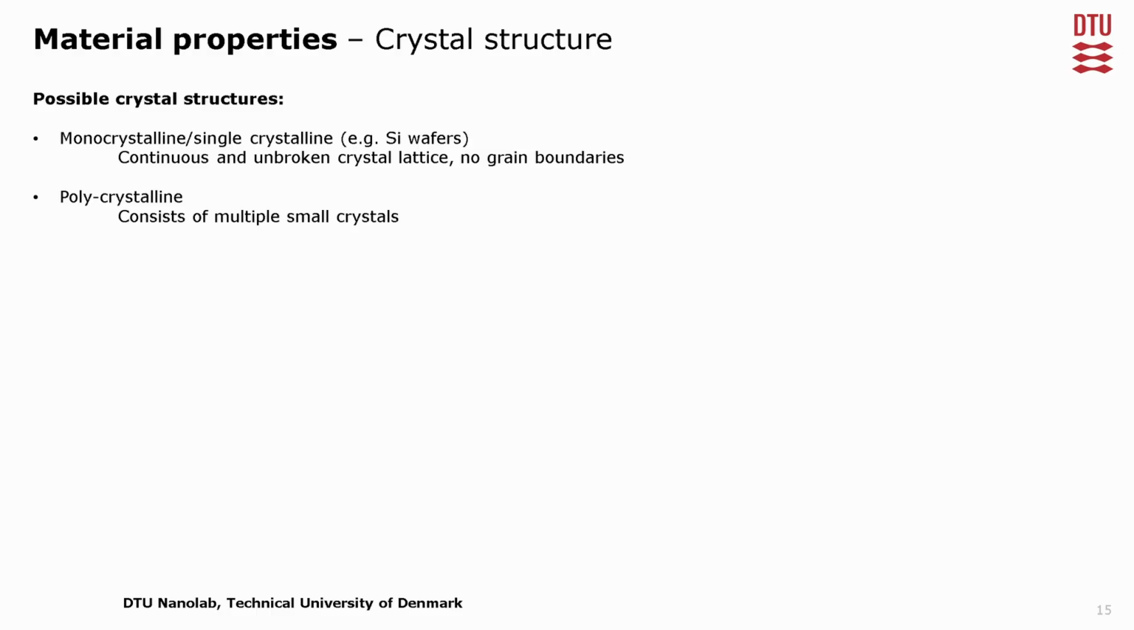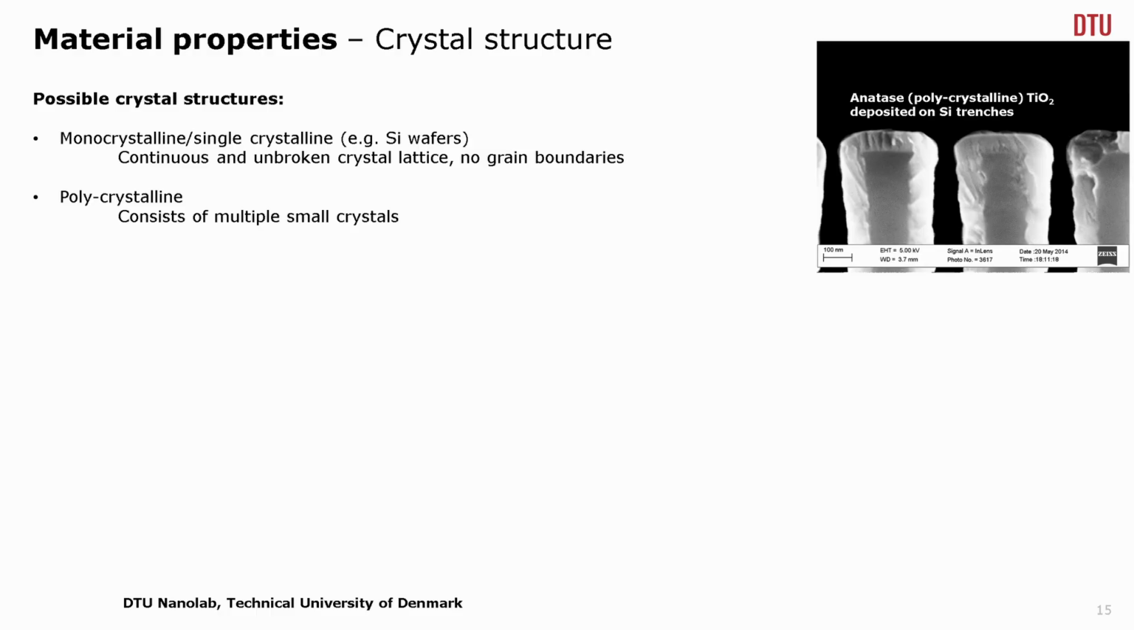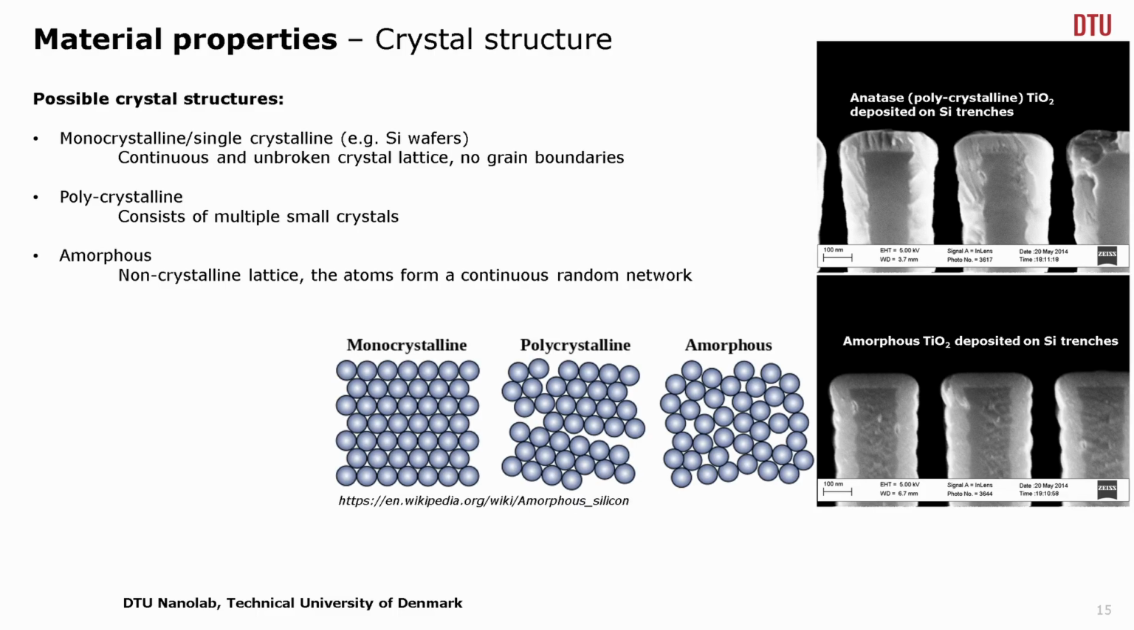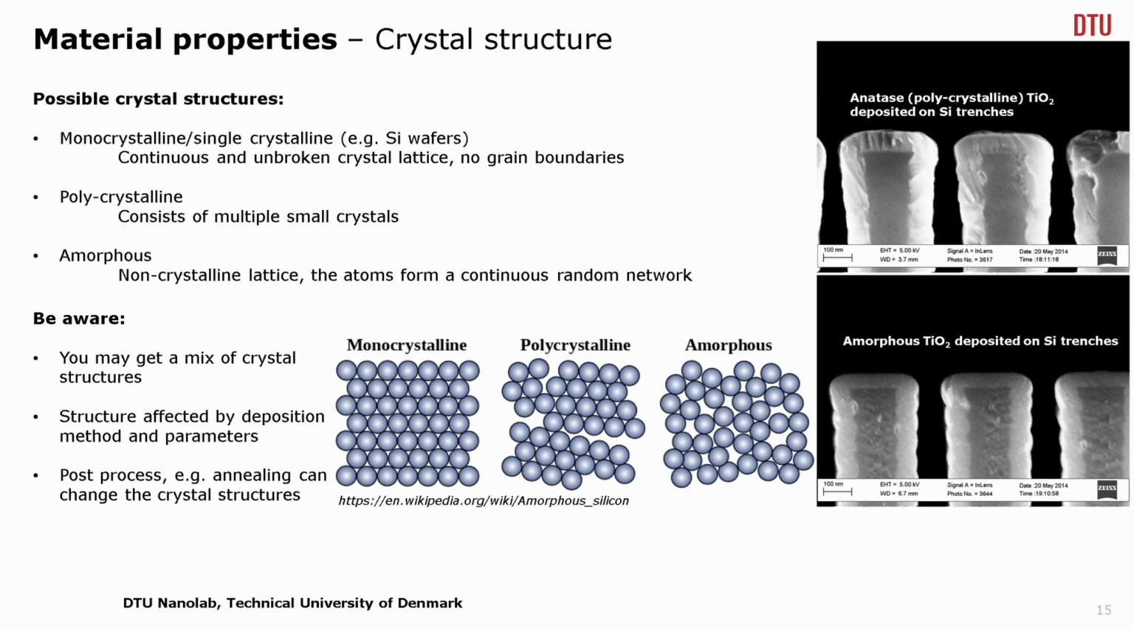The SEM image shows titanium dioxide in the anatase phase, with visible grain boundaries. 3. Amorphous, no long-range atomic order. The SEM image shows amorphous titanium dioxide deposited on a silicon trench, with a featureless cross-section and smooth finish. You can also have mixtures of different crystal structures. Deposition method and parameters affect the output.